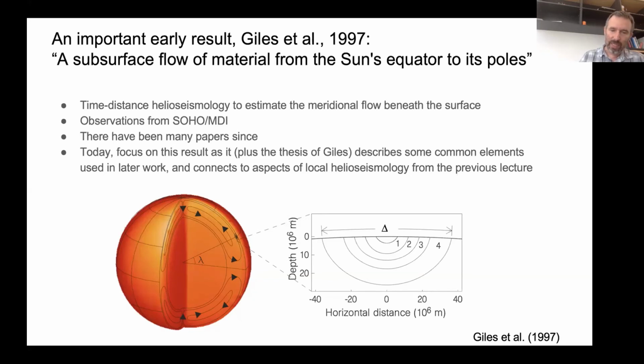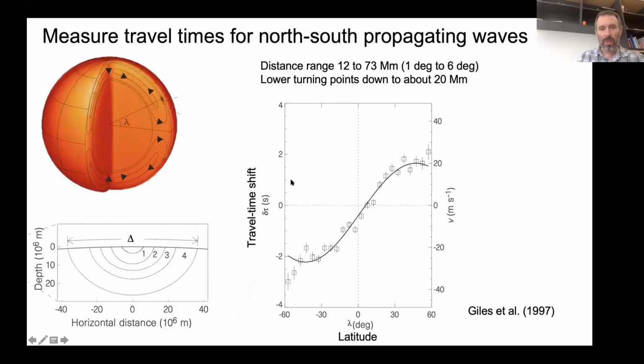And so what he did is he used MDI data and time-distance helioseismology to measure north-south travel times for these different ray paths. And remember that north-south travel times tell you about north-south flows. So that's the measurement. You take this little ray path diagram and you put it at some particular latitude, lambda, and you make a measurement of, say, the south going times minus the north going times, and you get something that's proportional to the meridional circulation.